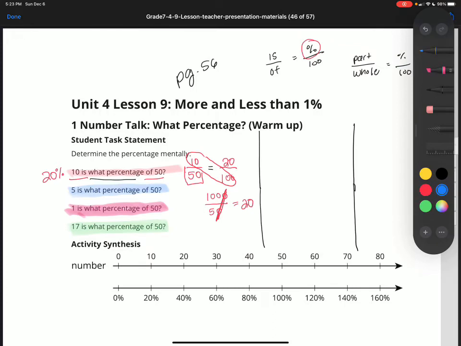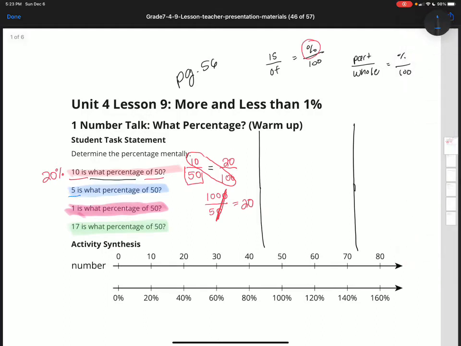Which I'll be using blue. It says 5 is what percentage of 50? Okay? So now I'm going to use my proportion tables. Remember, 5 is the is, 50 is the of. So it's going to be 5 over 50 equals percent over 100. I'm going to do the same method. I'm going to cross multiply, and I'm dividing by the number that's in the box.